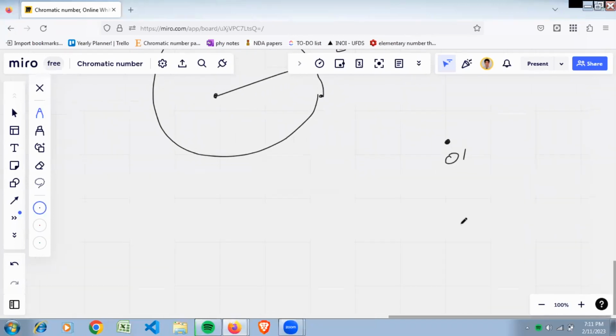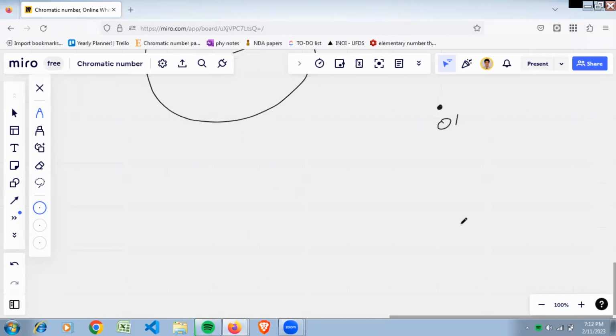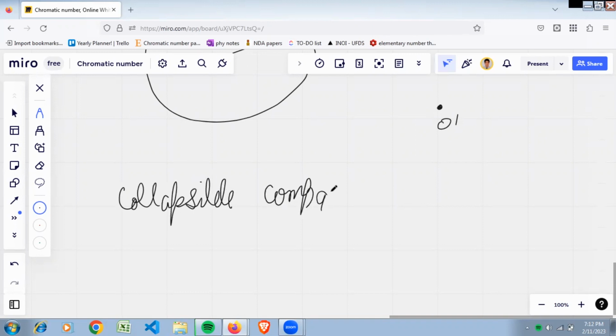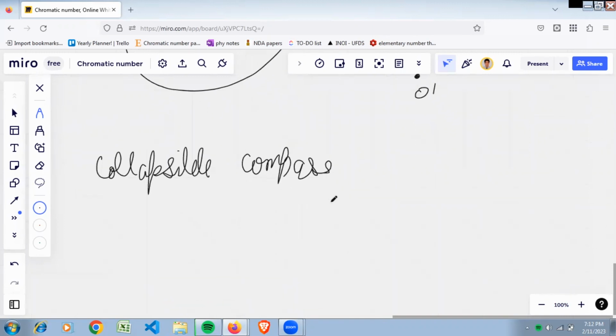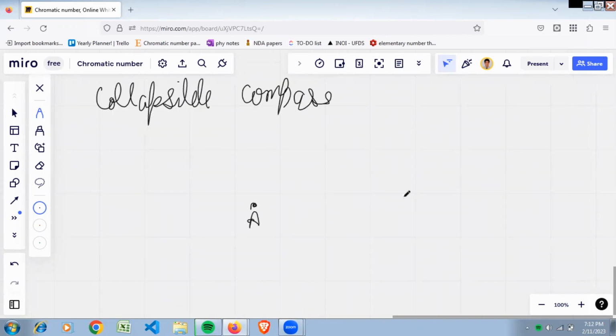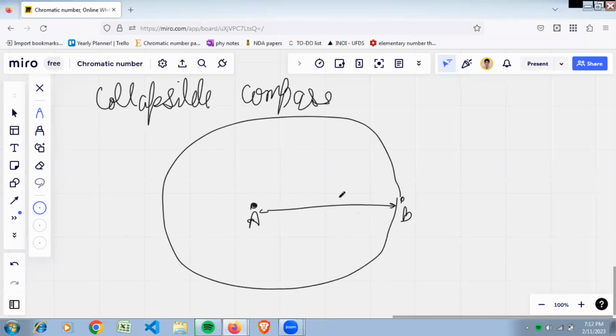But there's a thing which is called a collapsible compass. I forgot the name. So what happens is you cannot preserve the radius in that. The way this compass works is, suppose you're given two points, A and B, it will draw a circle with center A and radius AB. But let's say you are given this circle. It cannot do the following: you have to transpose this circle to be centered at this point, drawing a circle with the same radius. You cannot do this directly. So this is what a collapsible compass is. Is it clear to everyone what a collapsible compass is?